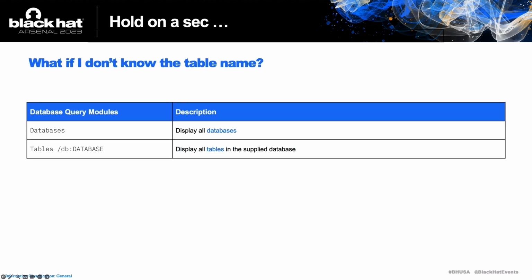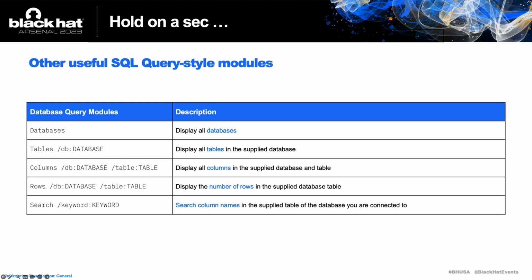Some people might be wondering how I knew what the table name was when I issued that custom ad hoc SQL query. Well, there's actually a tables module which can help you list all the tables in a database. There's also some other useful modules that can help you list columns, get a count of rows before you decide to dump the contents of a super large table, and also search for keywords.